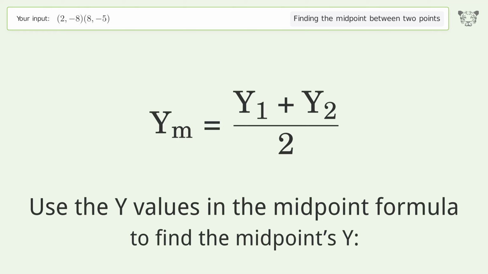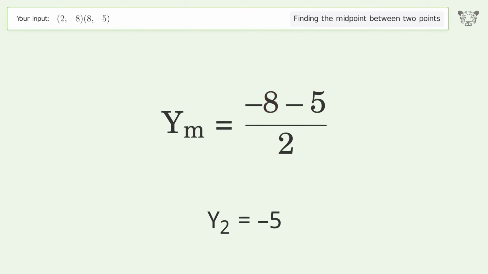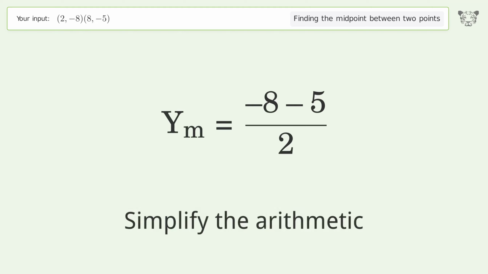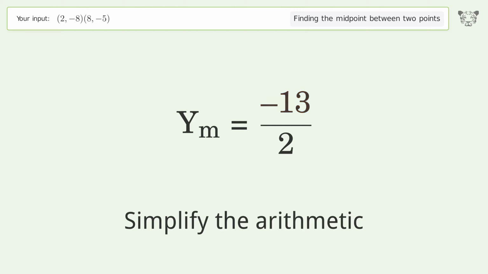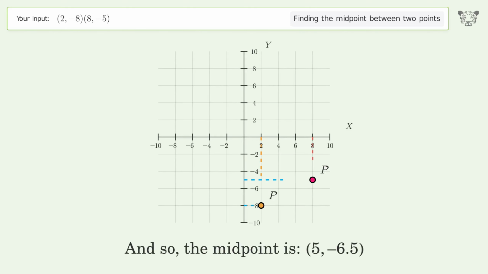Use the y values in the midpoint formula to find the midpoint's y. y1 equals -8. y2 equals -5. Simplify the arithmetic. And so, the midpoint is 5, -6.5.